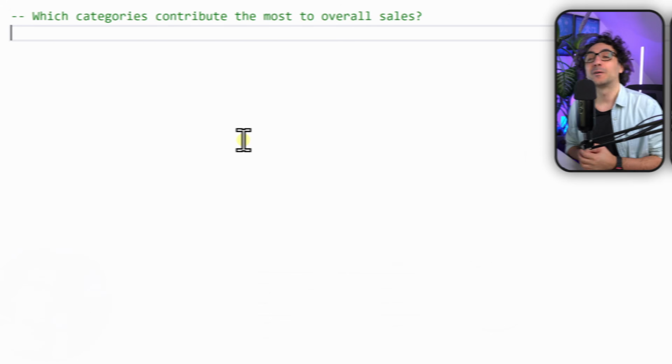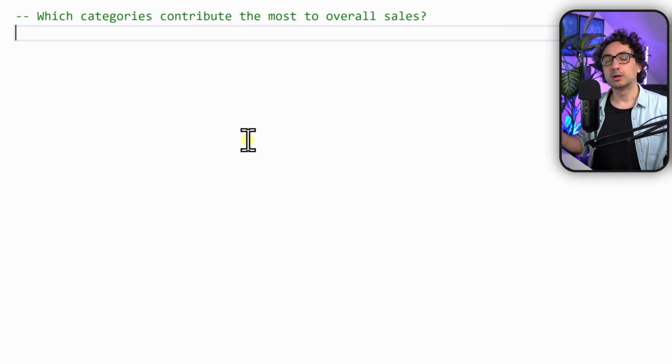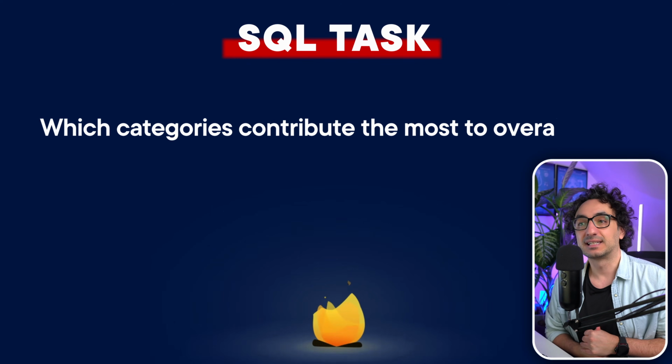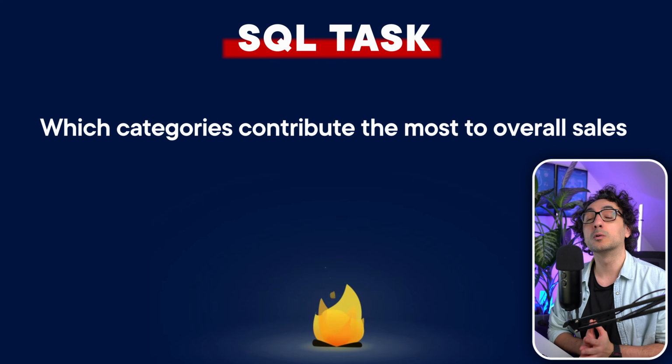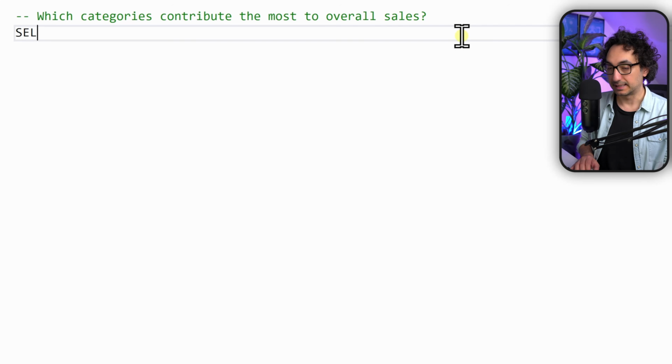So let's go. Okay, so now let's do part to whole analysis. All what we need, one dimension and one measure. So for example, we have the following task. It is very simple. Which categories contribute the most to the overall sales? So now let's go and do it step by step. So first we're gonna go and collect the informations.